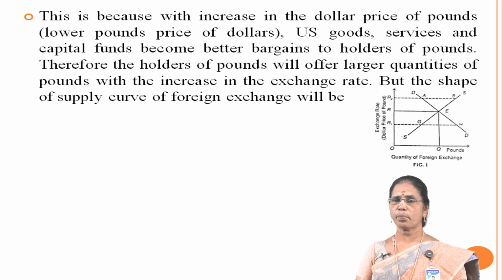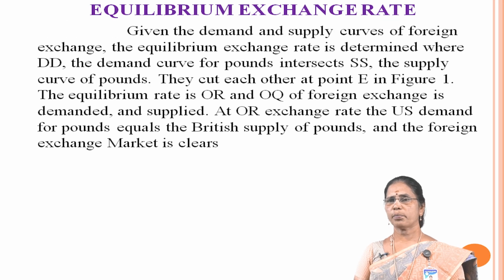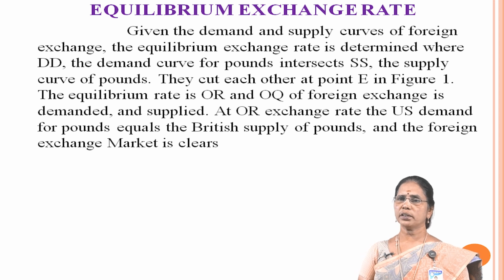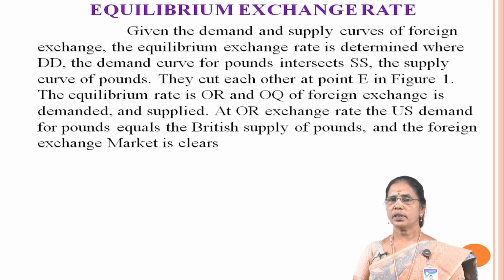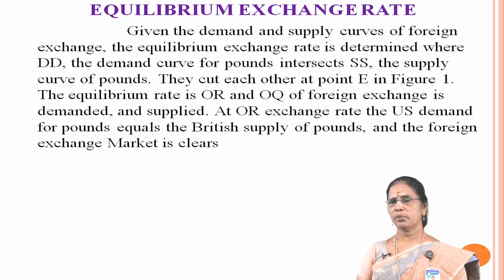But the shape of the supply curve of foreign exchange will be given the demand and supply curves of foreign exchange. The equilibrium exchange rate is determined where DD, the demand curve for pounds, intersects SS, the supply curve of pounds. They cut each other at point E in figure 1. The equilibrium rate is OR and OQ of foreign exchange is demanded and supplied.